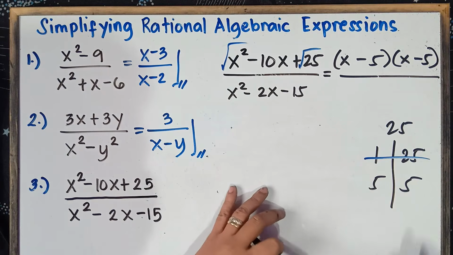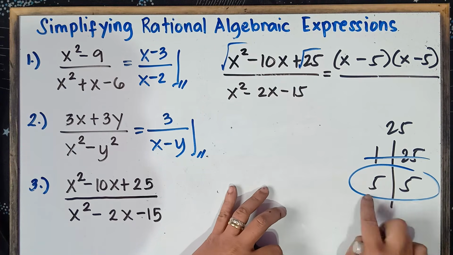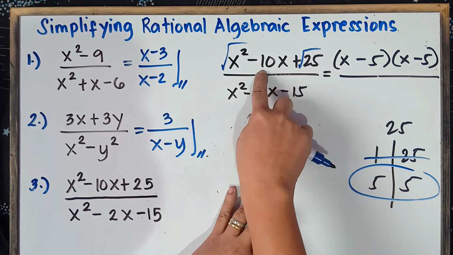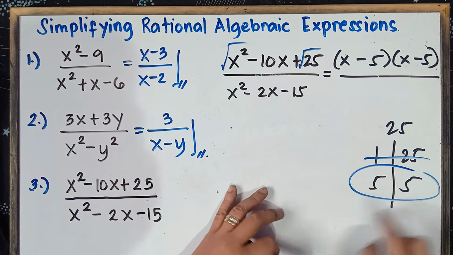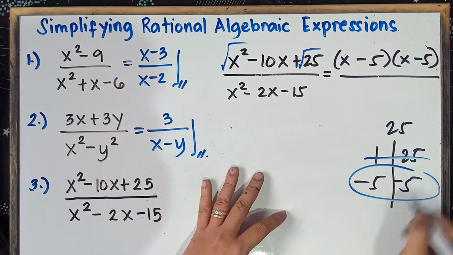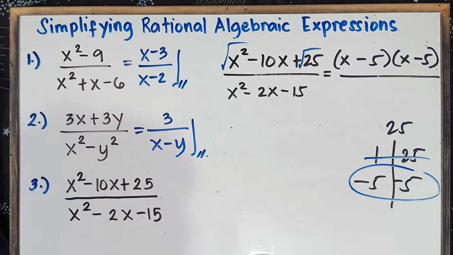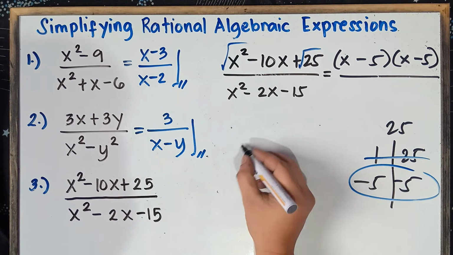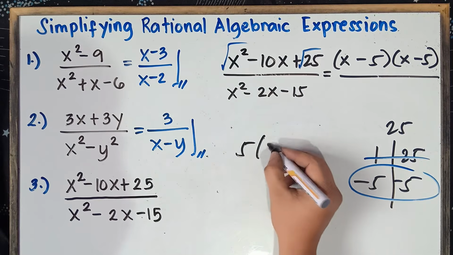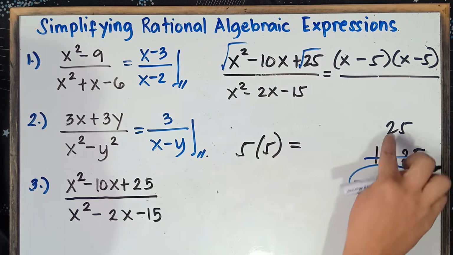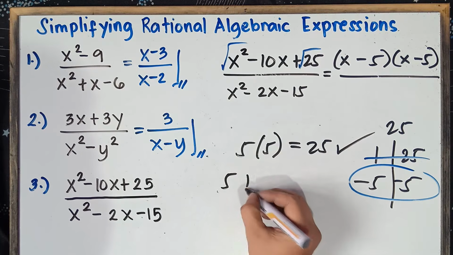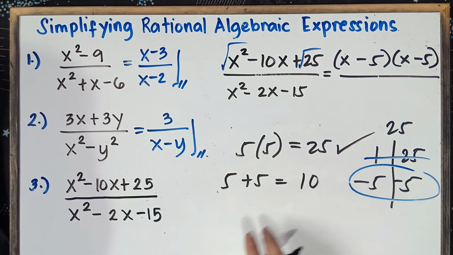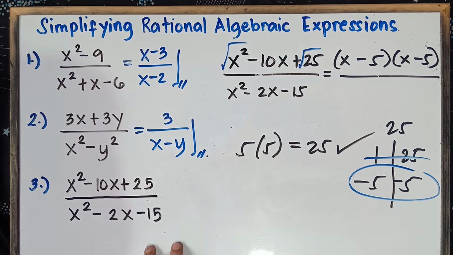How about 5 and 5? If we combine 5 plus 5, that would be 10, right? We can get 10. But the problem, class, this is negative 10. So therefore, the numbers should be negative 5 and then negative 5. Question, why is that, sir? Because this is negative 10. If positive 5 multiplied by positive 5, 5 times 5, that would be 25. Yup, that's correct. You can get 25. But if you combine 5 plus 5, that would be positive 10. Nope, you cannot get negative 10. So therefore, it must be negative 5 and then negative 5.